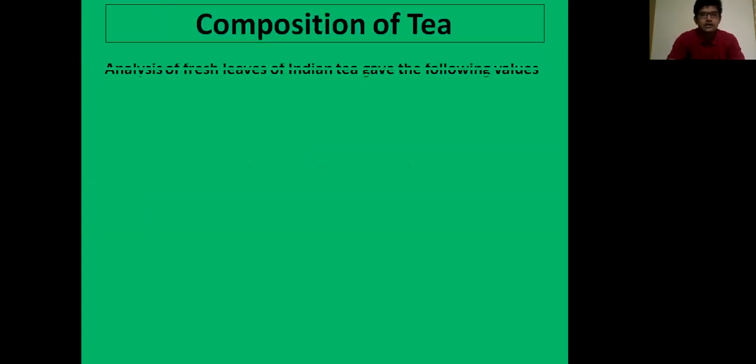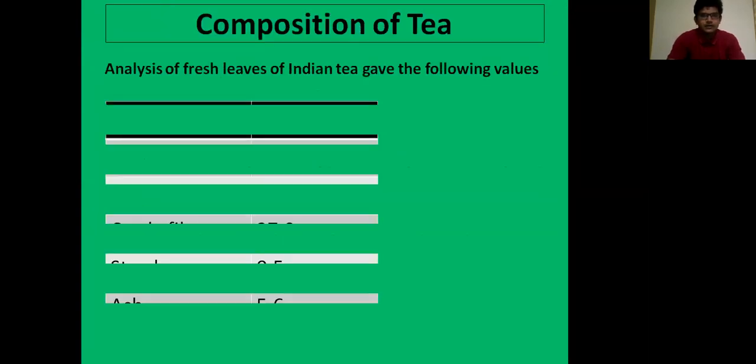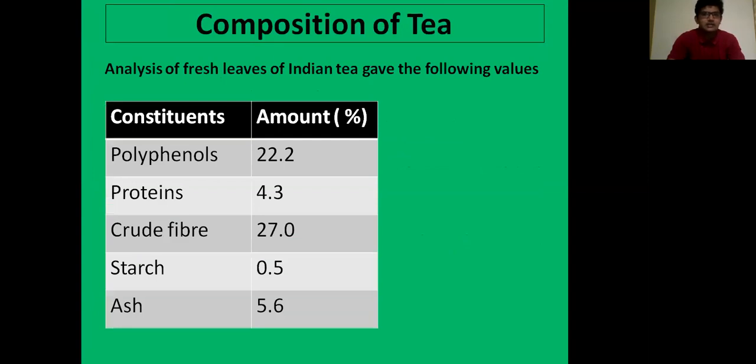So here is the composition of tea. Analysis of fresh leaves of Indian tea gave the following values. These are the constituents and their corresponding percentage. Polyphenols contain nearly 22.2% in tea, proteins 4.3%, crude fibers 27%, starch 0.5%, and ash 5.6%. These are the constituents of tea.